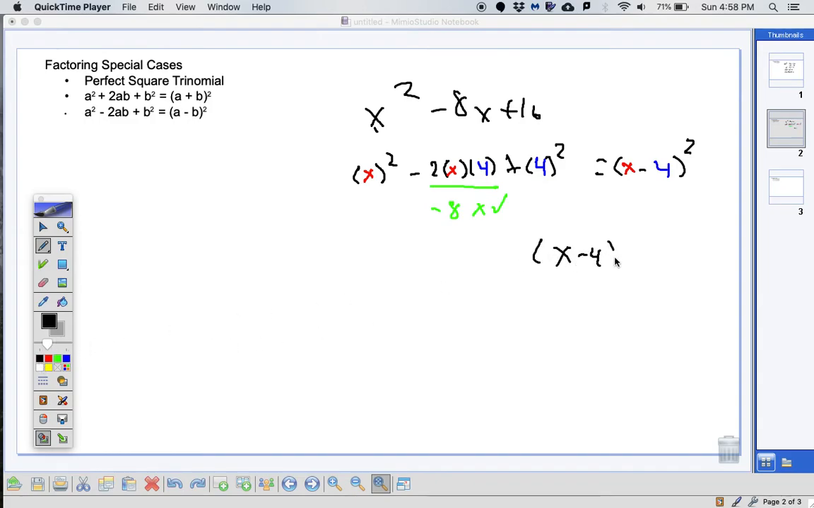x minus 4 squared. Now, if this was one of those equal to 0 and we're solving it things, this is just going to be x is equal to 4. And we're going to end up with twice, but we don't write it twice. So we're going to just say x is equal to 4.